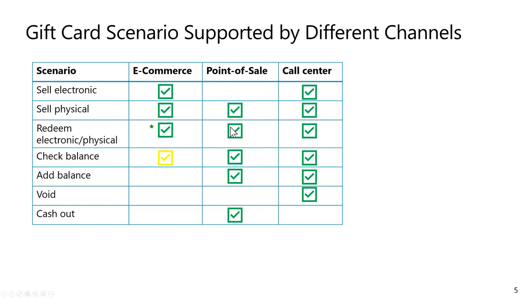So it's vice versa. You can go to the store and buy a physical gift card, and you can come back at e-commerce and use it, or go to the call center and use it. As this table is very self-explanatory, I'm not going to go through every single one of them. Let's look at why we put an asterisk right here.